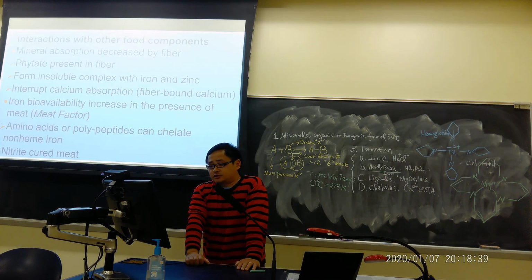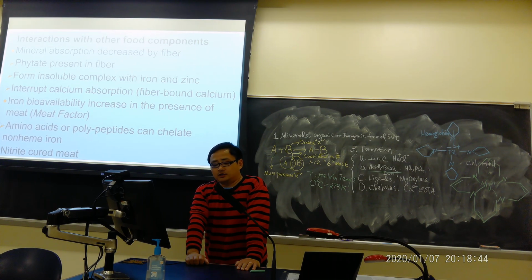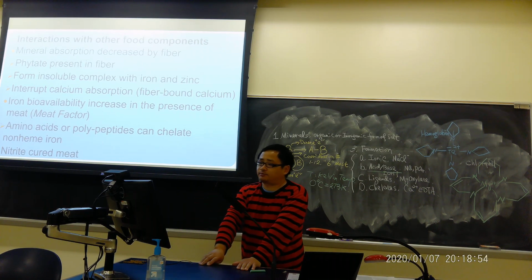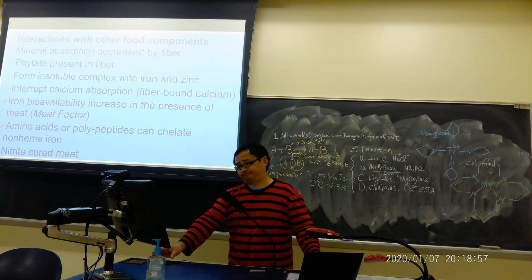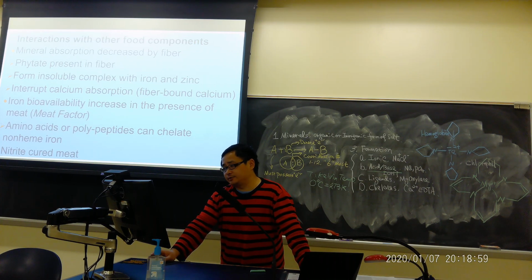This slide talks about how, when we eat something, the absorption of the mineral usually will be impacted by the other food components. For example, mineral absorption will be decreased by fiber. Why? The reason is very simple: fiber will react with iron, zinc, and even calcium. They'll cause precipitation, so they are not easily absorbed in the body.